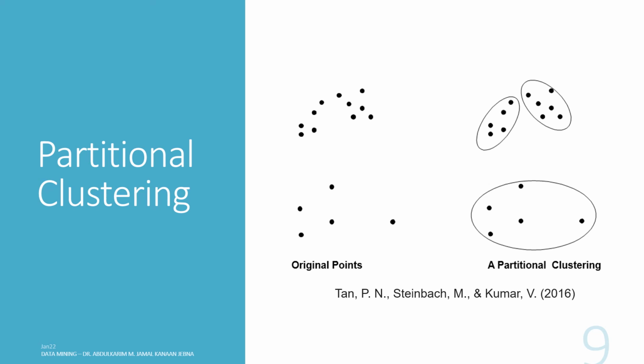Here we have an example of a partitional clustering illustration. On the left-hand side, we have the original points, and then after we applied a partitional clustering algorithm, these data points ended up in only a single cluster each. In other words, we don't have overlapping clusters. We don't have a single point that can belong to more than one cluster.